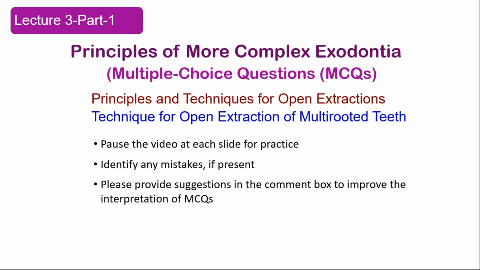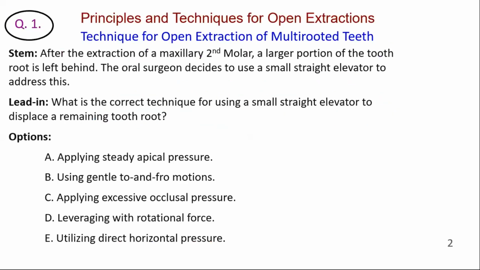Today's topic is technique for open extraction of multi-rooted teeth. After the extraction of a maxillary second molar, a larger portion of the tooth root is left behind. The oral surgeon decides to use a small straight elevator to address this. What is the correct technique for using a small straight elevator to displace a remaining tooth root?